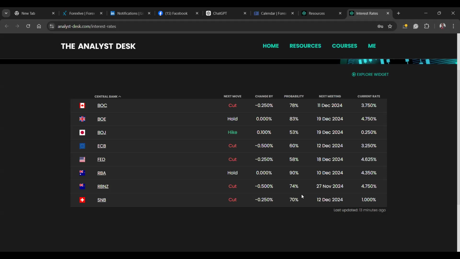Against which currency? You look at the AUD, for example, where their central bank is expected to leave rates unchanged, and markets are 90% convinced about that. Of course, you expect the AUD to rise in value against the NZD. These are the ways that you look at it.